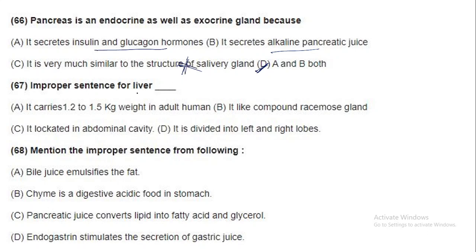Remember. Improper sentence of liver. Okay, which of the sentence regarding liver is not true? Liver carries 1.2 to 1.3 kg weight of the adult human. Okay, the average weight is this much. Is that so? It is like a compound racemose gland. It is located, just pardon for the spellings, in the abdominal cavity. It is divided into left and right lobes. Improper statement. Okay, it is a compound racemose gland.